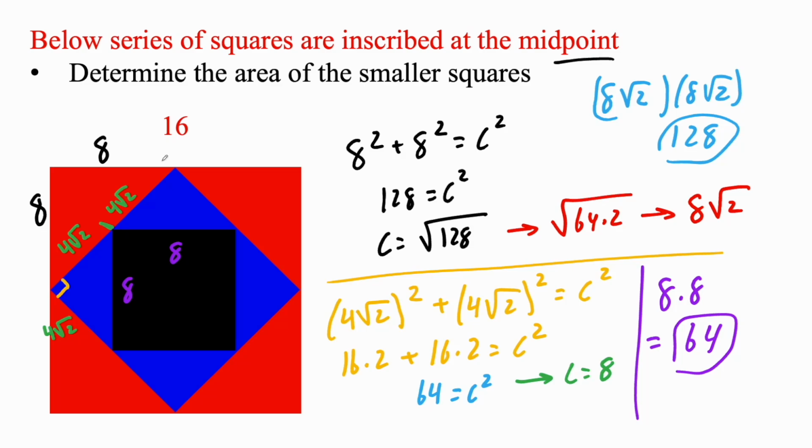Likewise, the larger one, the red one, is 16 times 16, and we're going to get 256, which is double of this one. So an observation that we see is that the larger square is double the previous one. So the red one is double the blue one is double the black one. And that's pretty much it for this video.